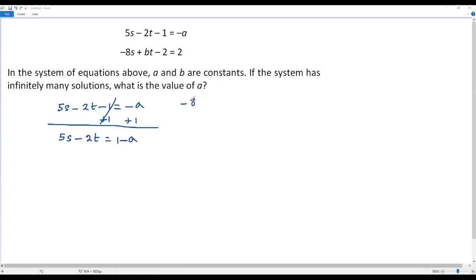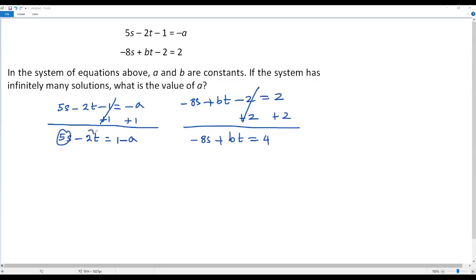That is −8s + bt − 2 = 2. Let's keep the terms which contain s and t on the left side. So we have to get rid of this constant term. Then we have to add 2 to both sides. When I do so, this −2 and +2 will cancel. Then I'm getting −8s + bt = 2 + 2, which is 4. Now I got the given two linear equations in standard form. That is, we got the terms which contain variables on the left side and constant on the right side. The same we have on the second equation as well.